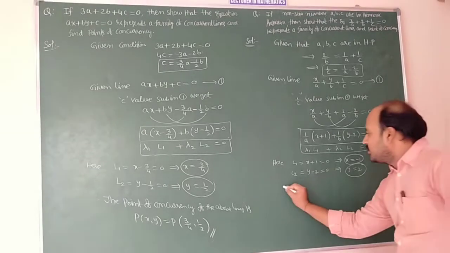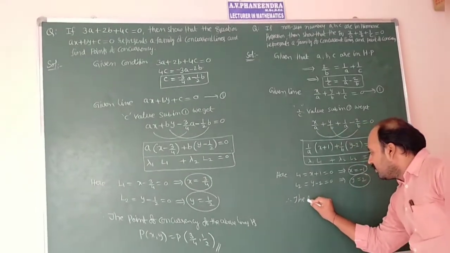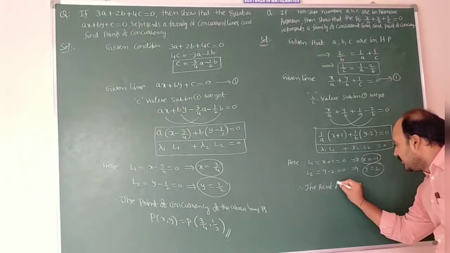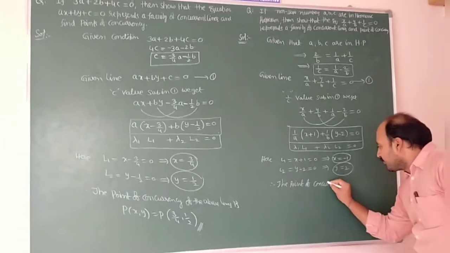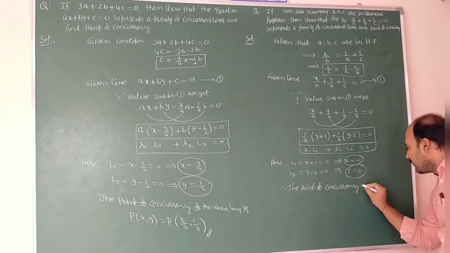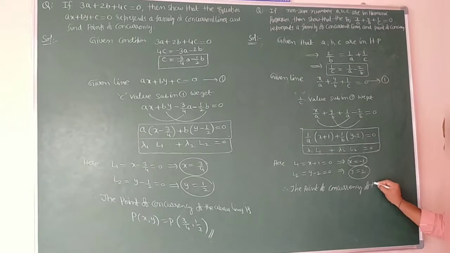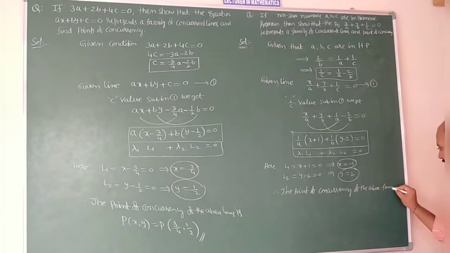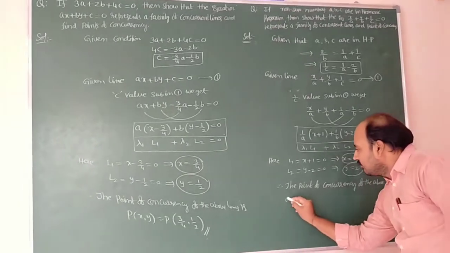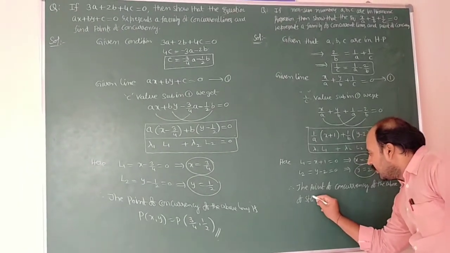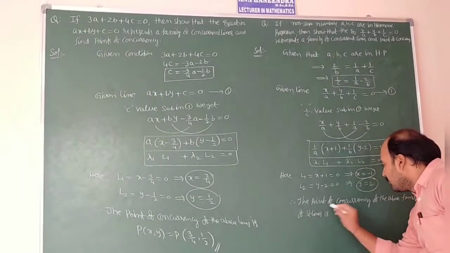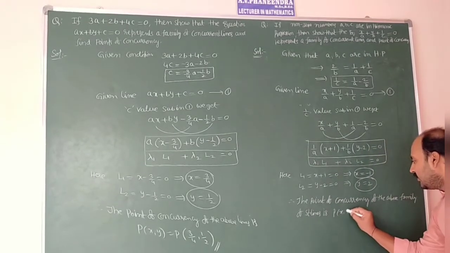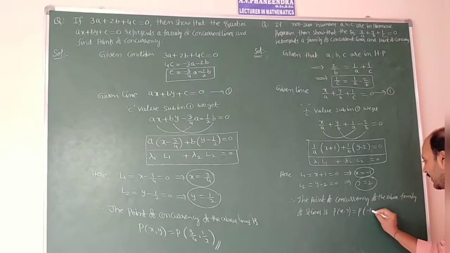Therefore, the point of concurrency of the above family of straight lines is P(x, y), which is equal to P(minus 1, 2).